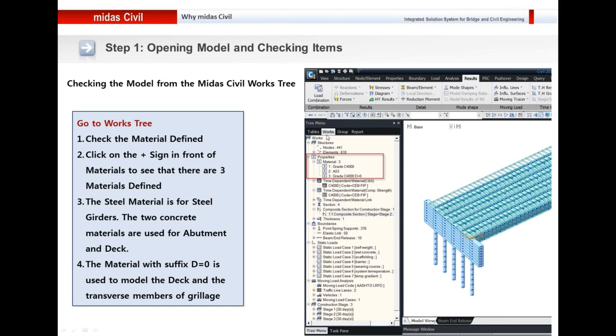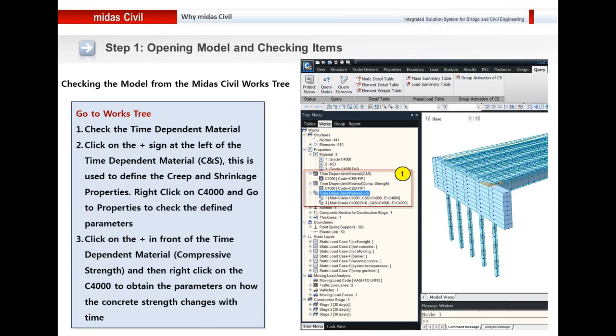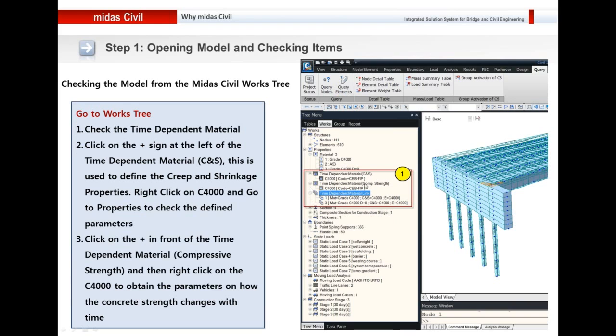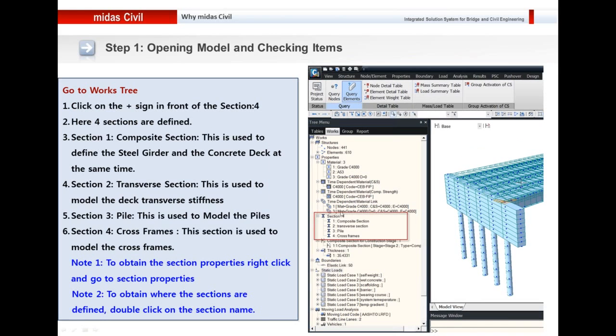So under the tree menu you have this works tree, and from this works tree you can see the different types of materials, time dependent materials, cross sections, loads and boundary conditions defined in this model. Here, if you click on the plus sign in front of material, you can see 3 materials are defined. You can also see the time dependent materials and the different cross sections that are defined.